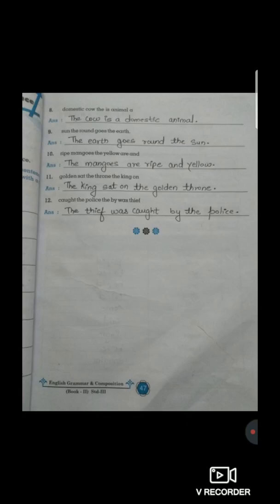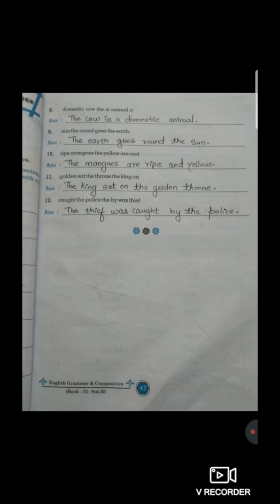Now students, the 10th one. Ripe mangoes, the yellow are and. So the answer will be, the mangoes are ripe and yellow. In the end of the sentence, there is a full stop. And the very first letter T should be written in a capital letter. So students, everyone understood till the 10th one? Okay. Now move to the next. It's the 11th one.